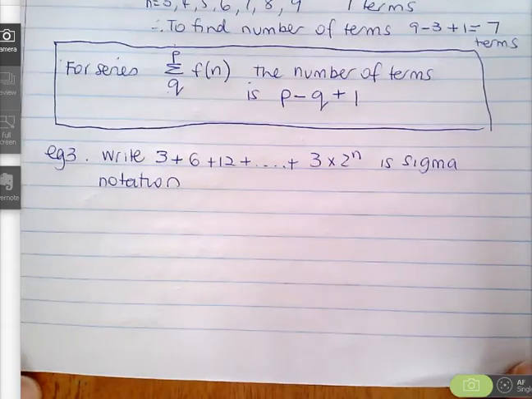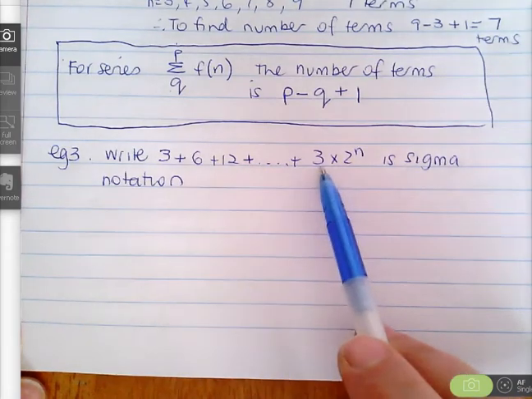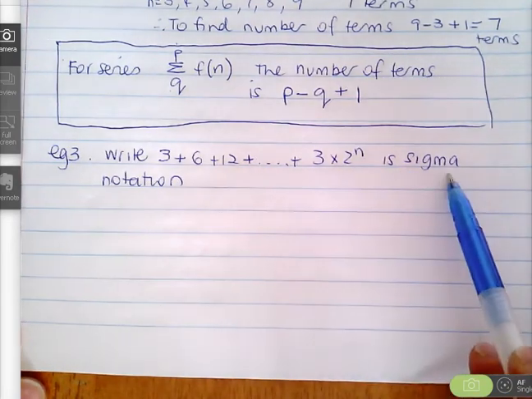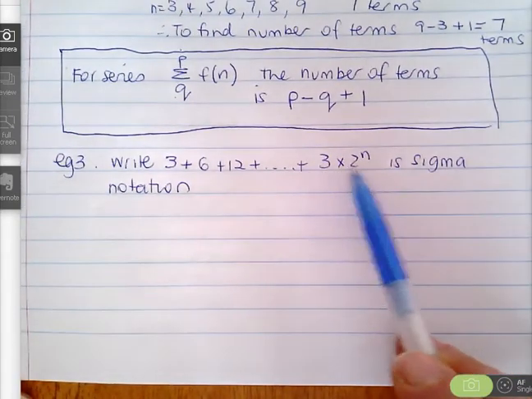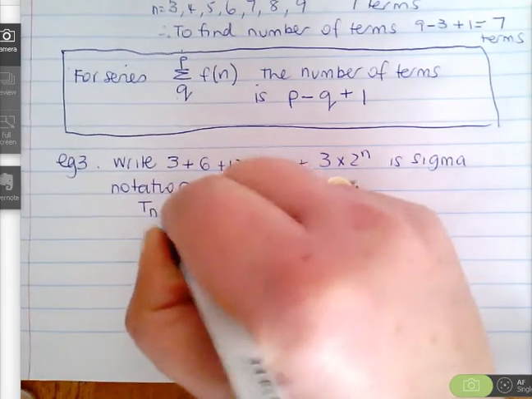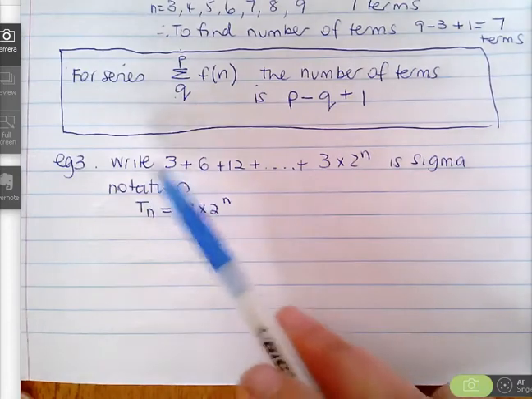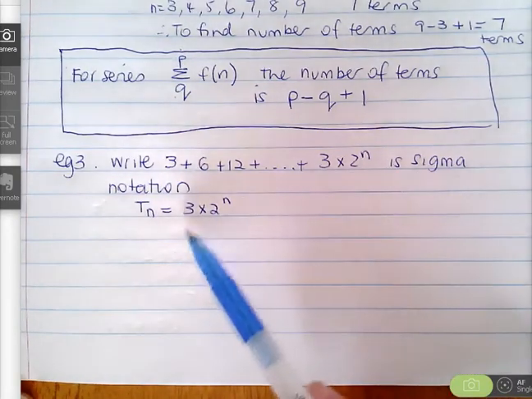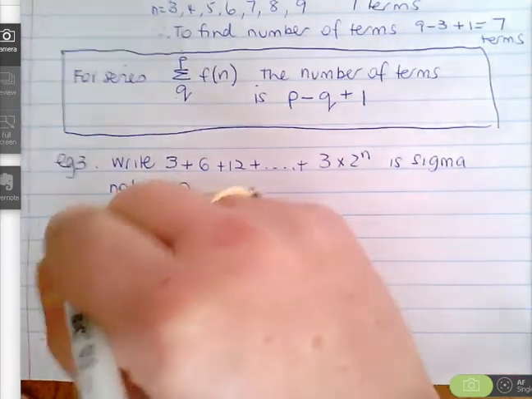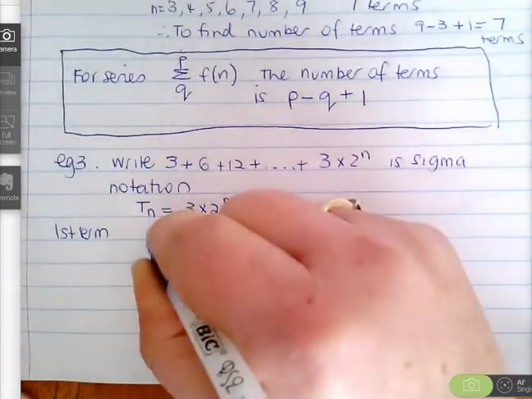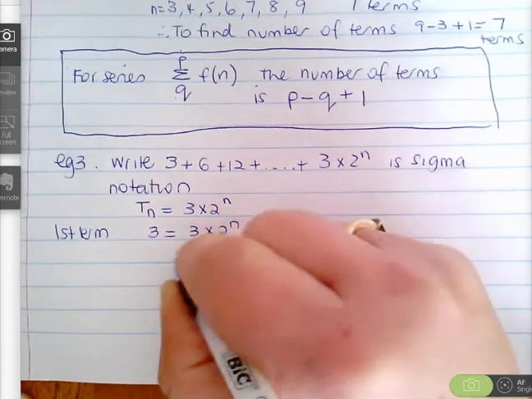Okay, and last question here, to write 3 plus 6 plus 12 plus all the terms up to 3 times 2 to the n in sigma notation. Now, this last term is the nth term, 3 times 2 to the n. So we have to think about where n starts from. Our first term in the series is 3. So for our first term, we've got 3 equals 3 times 2 to the n.